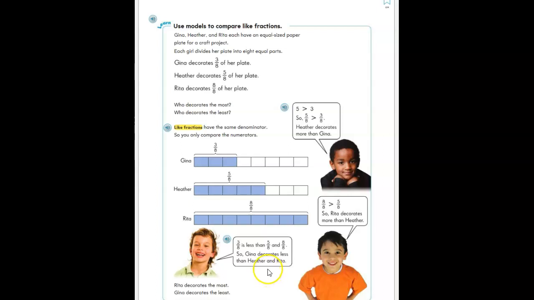So these are like fractions. Like fractions have the same denominator. Notice all the denominators are 8 because all the girls split their plate into 8 equal pieces. Okay, so that's a like fraction.